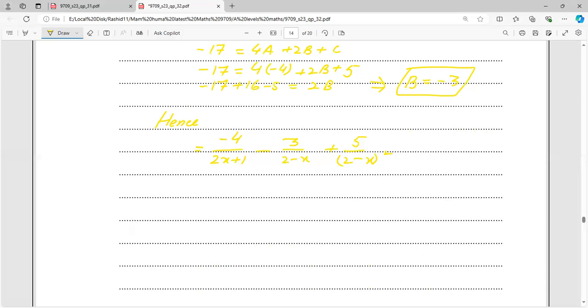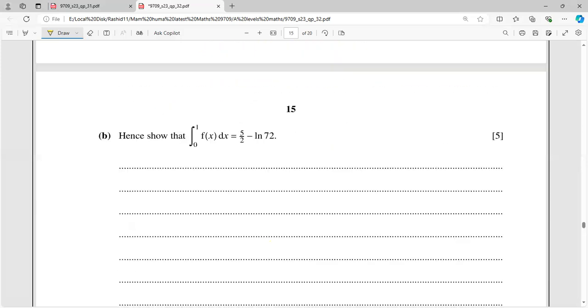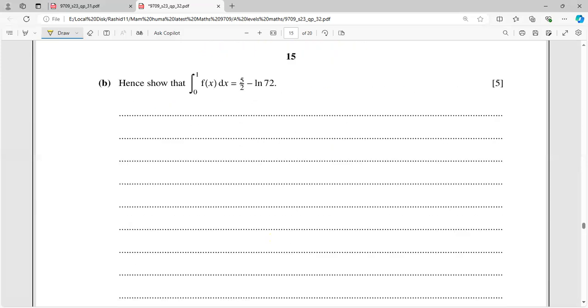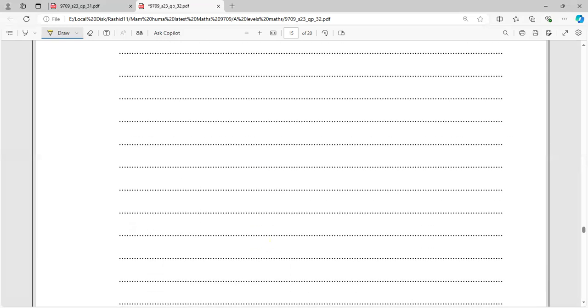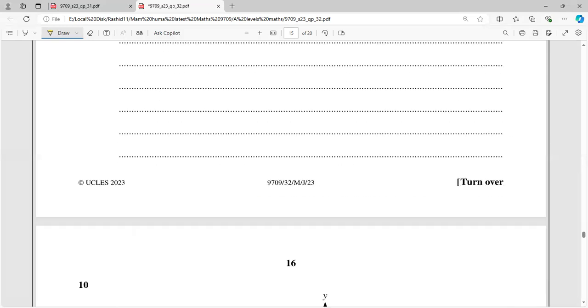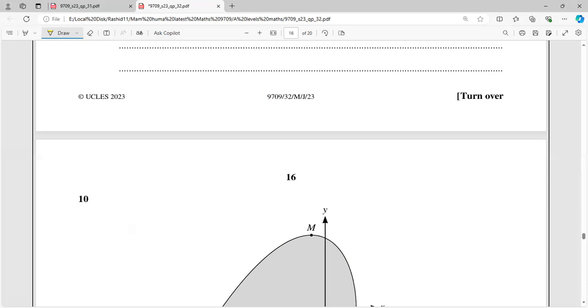Now, what is the second part of this question? Yes, the second part of the question belongs to integration, and we haven't done this chapter, this concept, so there is no need to solve the second part.